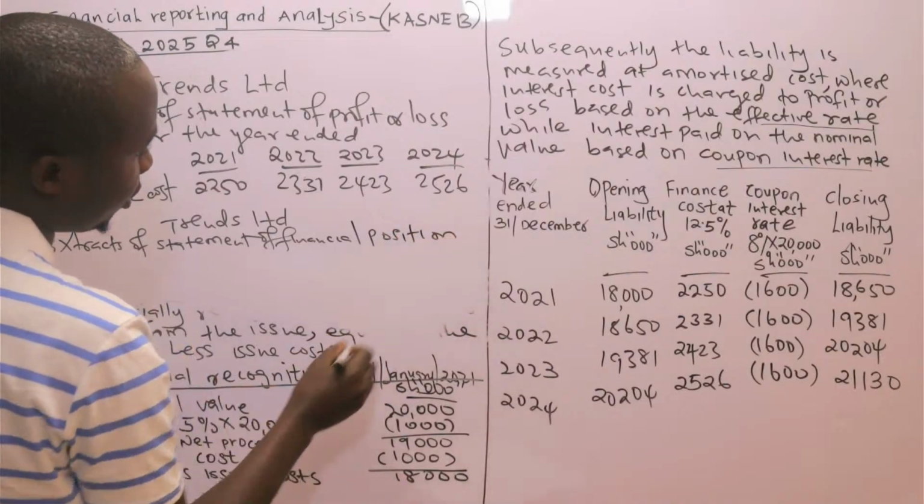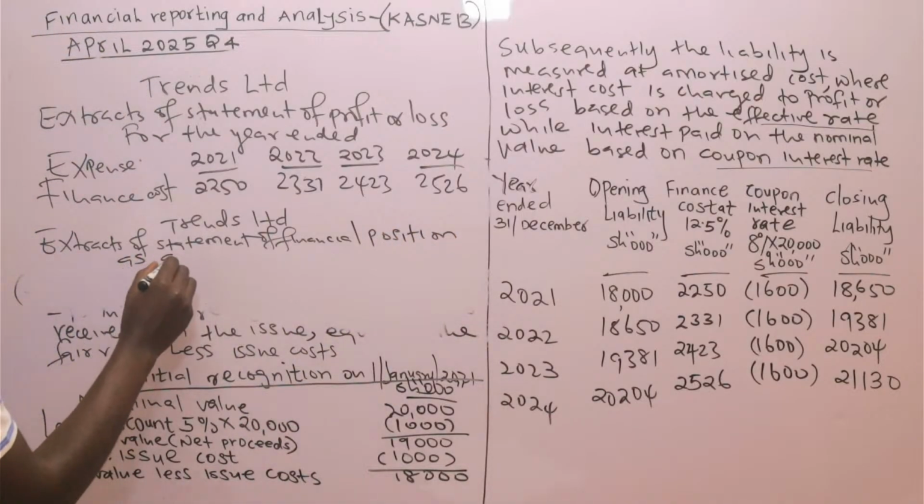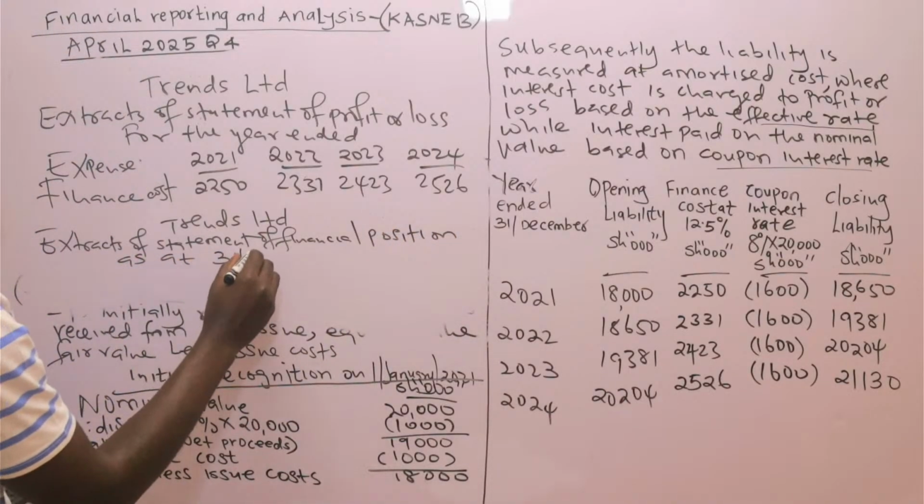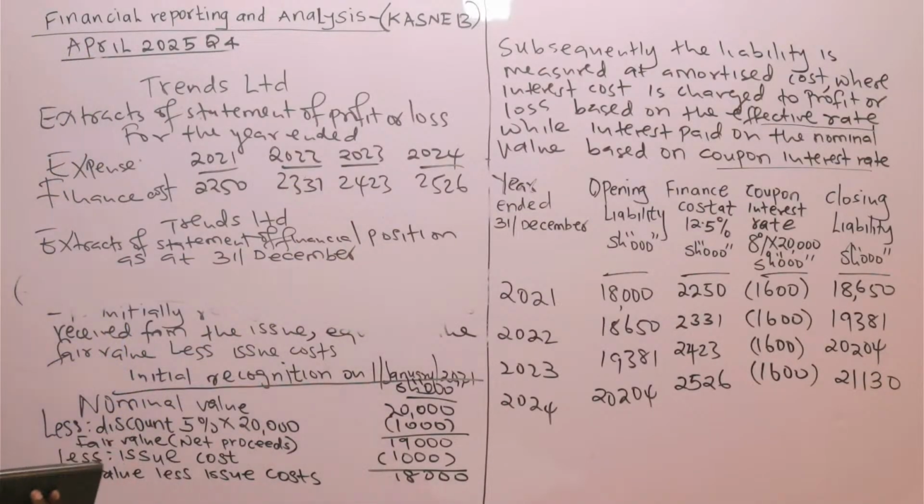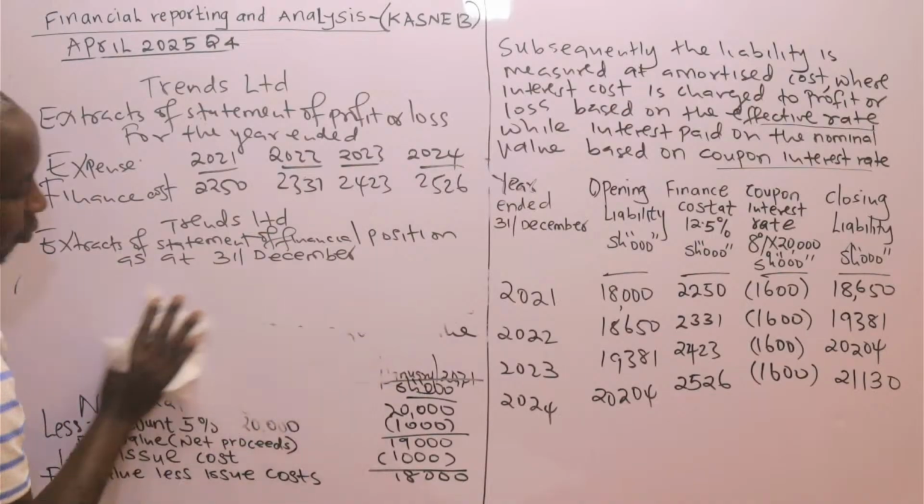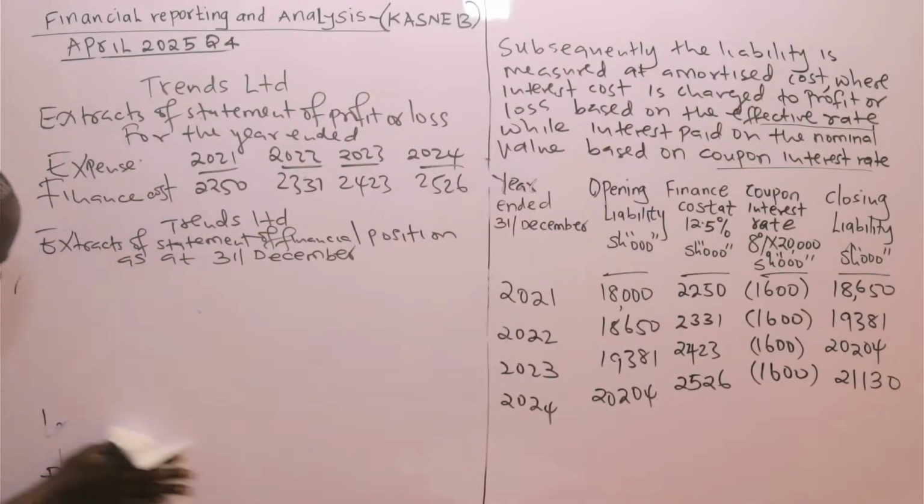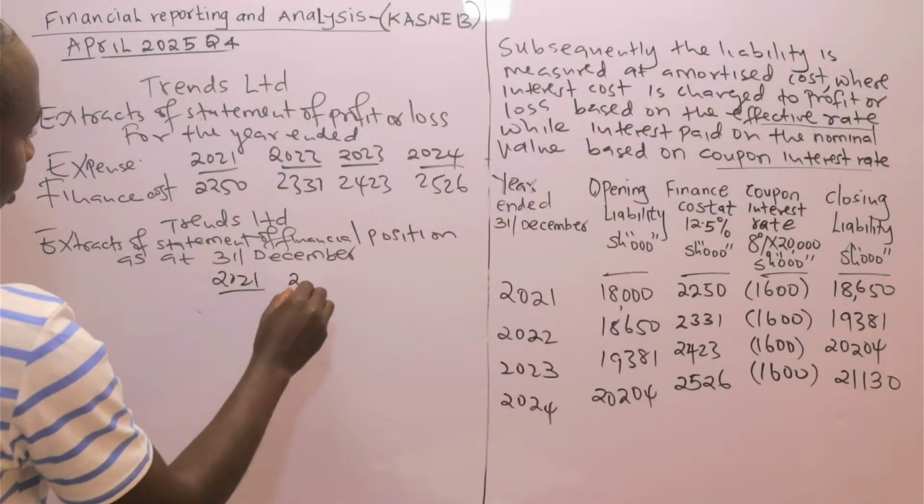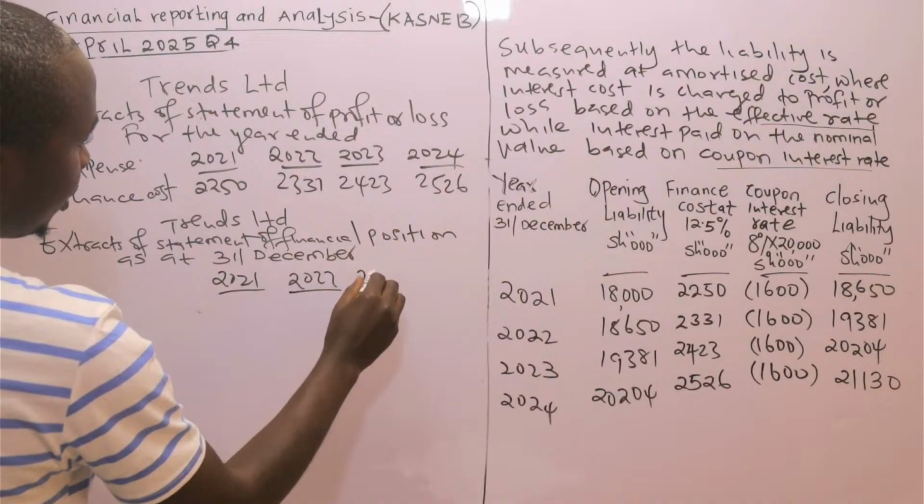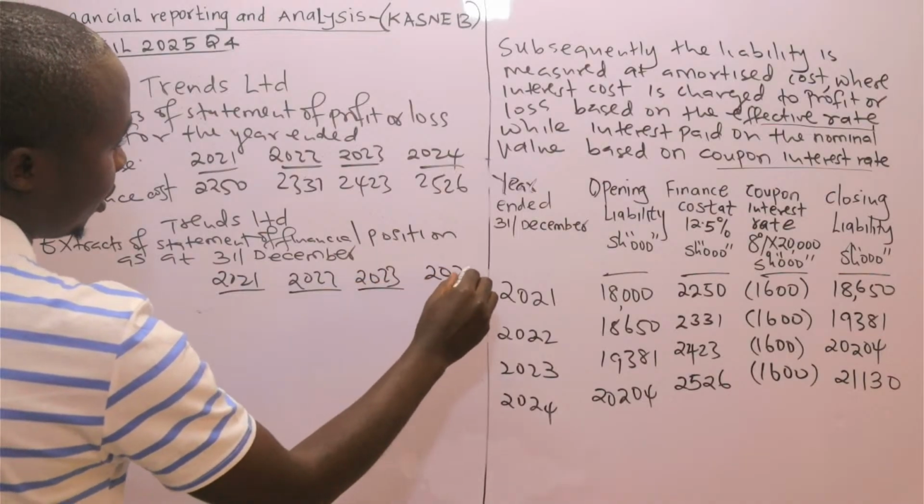Extract of the statement of financial position. Asset, as at 31st December, 2021 to 2024. As at 31st December 2021, 2022, 2023, 2024.